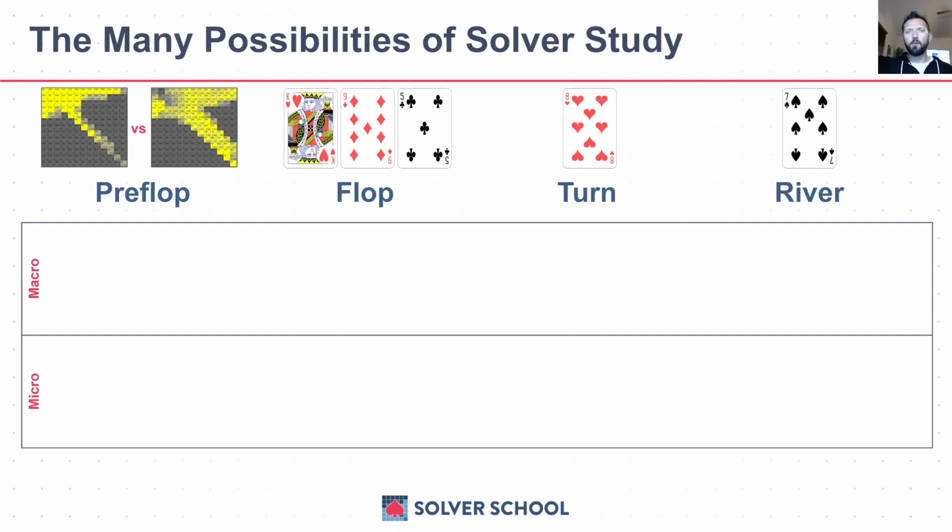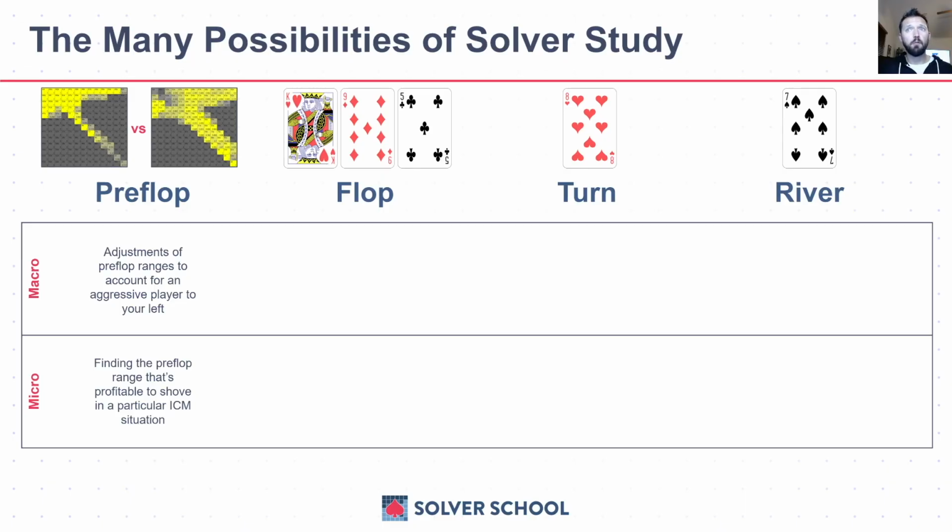So I'm going to give you a few ideas that you potentially can take and run with as an example of questions that you might want to explore a little bit further, or answers that you might want to find using solvers. Using this framework, maybe we might want to analyze preflop scenarios using solvers. Now we can do so at the macro level or micro level.